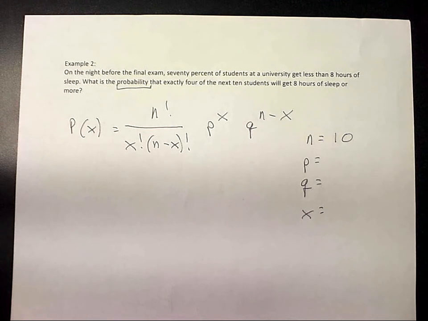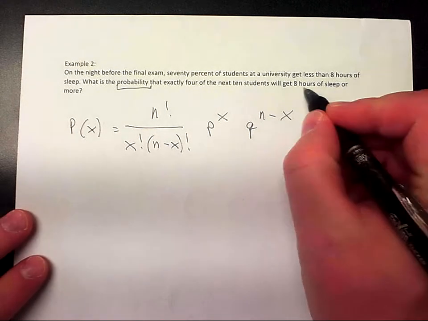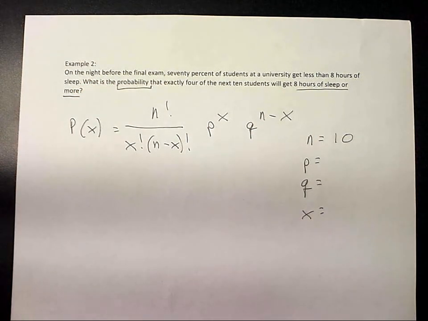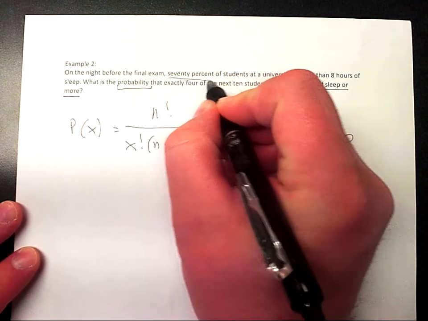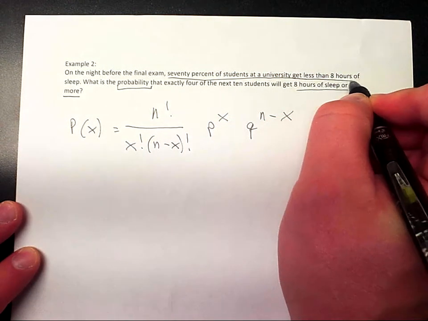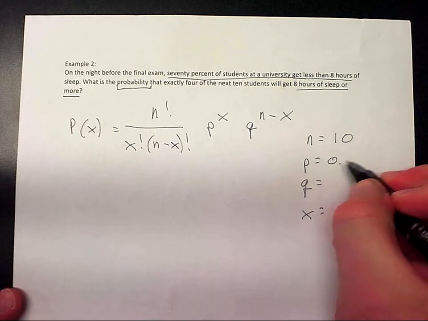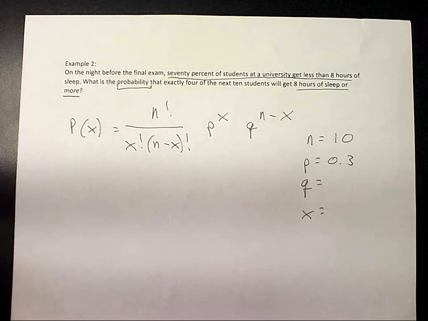So let's first, before you give me the number, what is success? 8 hours of sleep or more. That's what we're looking at, so that's what we're going to consider to be success. What's the probability of getting 8 hours of sleep or more? 0.3, right? So here, 70% of students at university get less than 8 hours of sleep. So therefore, getting 8 hours of sleep or more is going to be equal to 1 minus 0.7, or just equal to 0.3. Right, is everybody good with this?